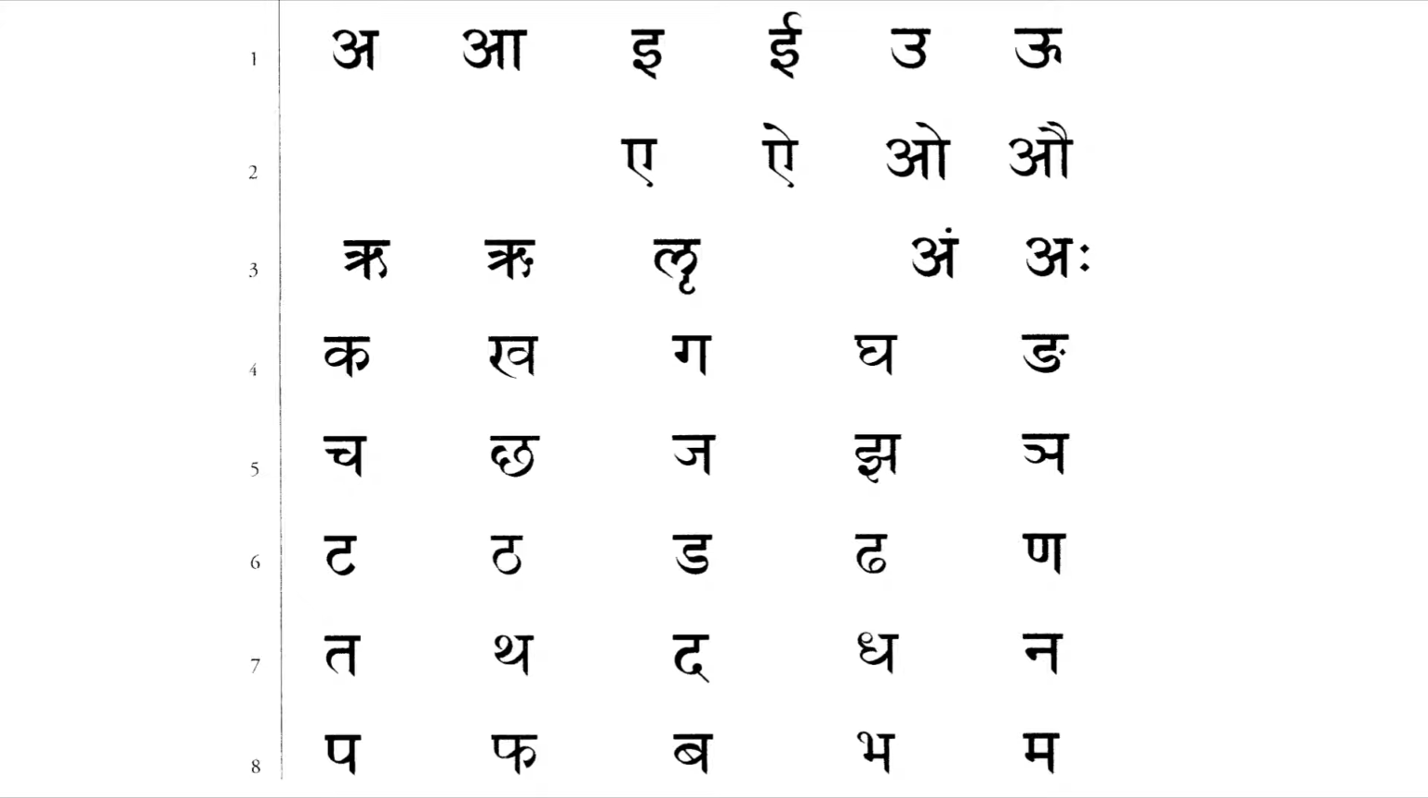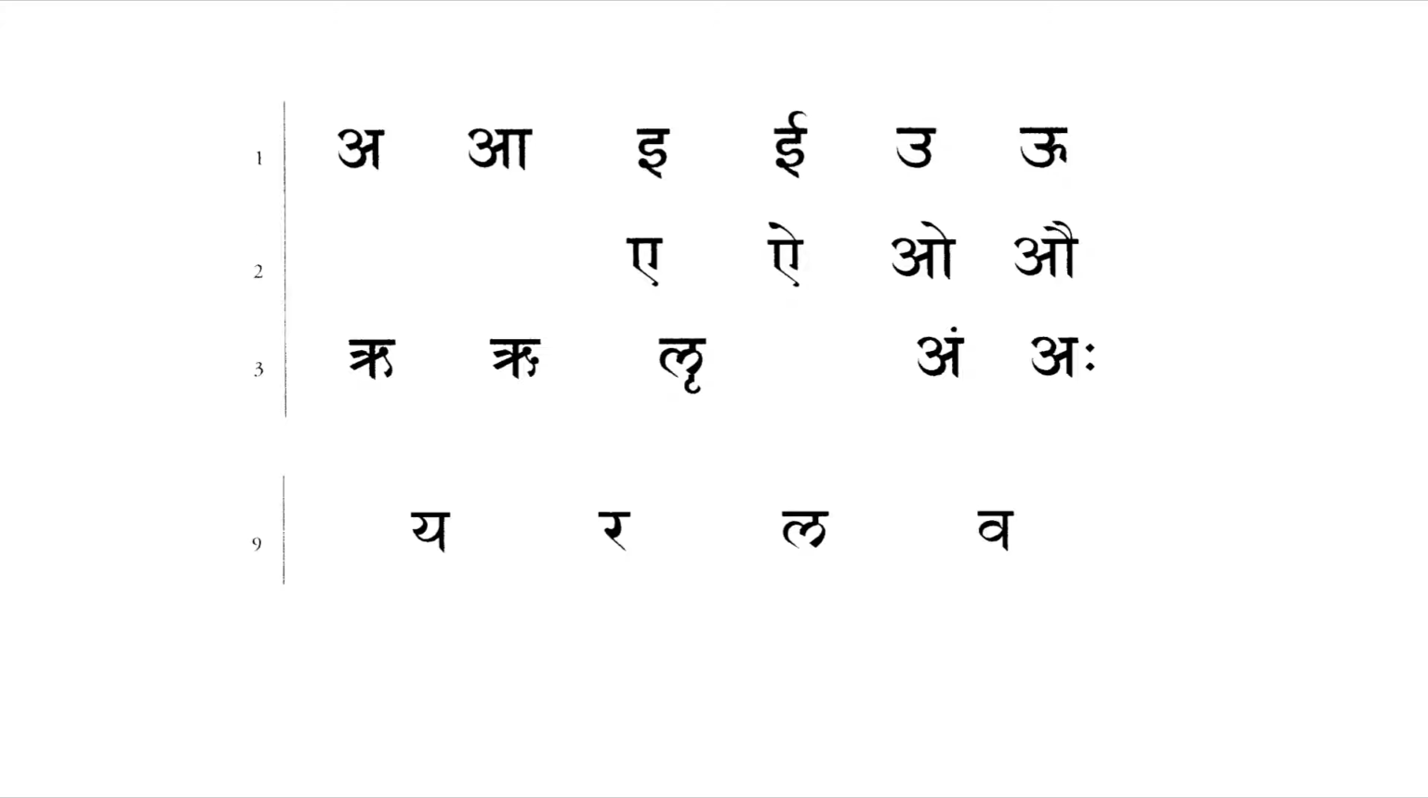For example, if we take the first vertical row of consonants, we can add the vowel sound r and use r to pronounce those letters. Kr, chr, tr, pr. But this new letter ra is a consonant. It can be pronounced with all of the vowel sounds. Ra, ra, ri, ri, ru, ru, re, rai, ro, rau.